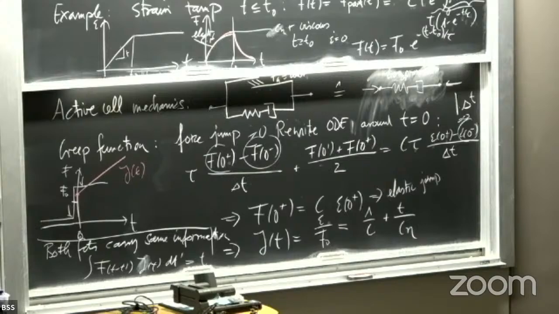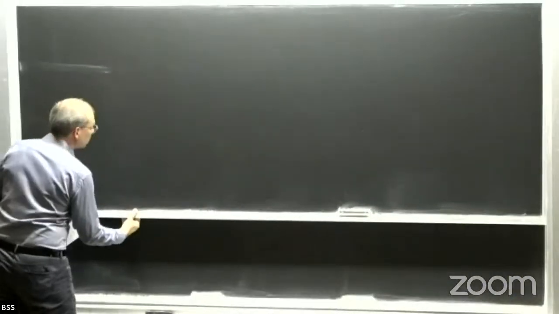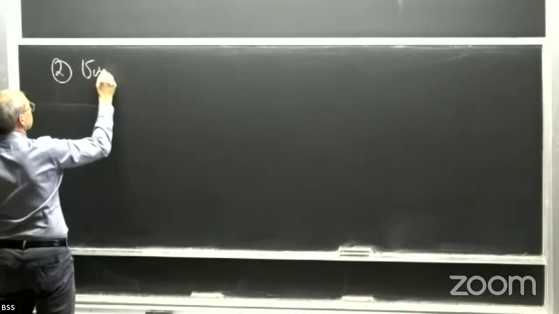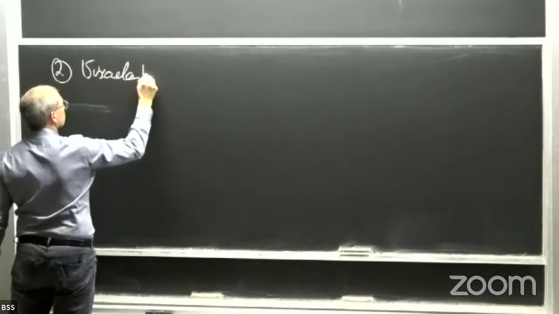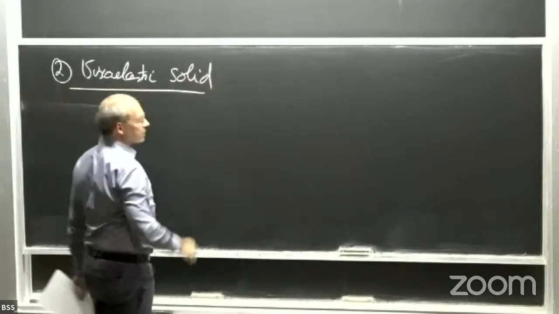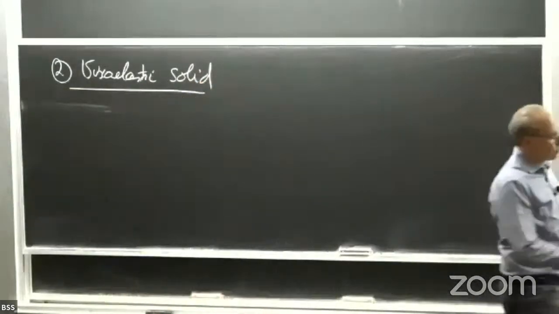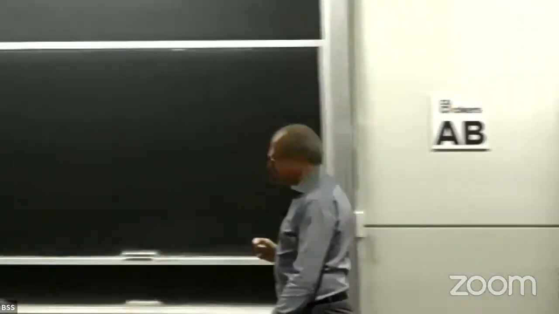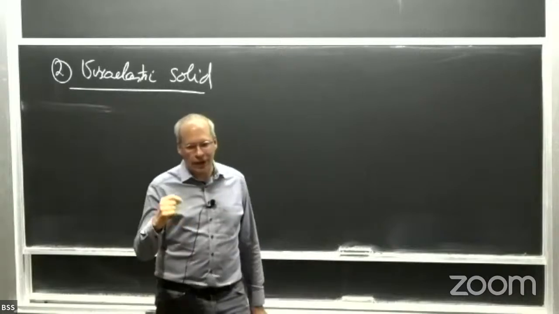Now on to elasticity. So this was the viscoelastic fluid, and now we do the viscoelastic solid. There are two camps here in cell mechanics, the fluid camp and the solid camp, and I belong to the solid camp, because I usually care for situations where the cell seems more like a solid, okay?